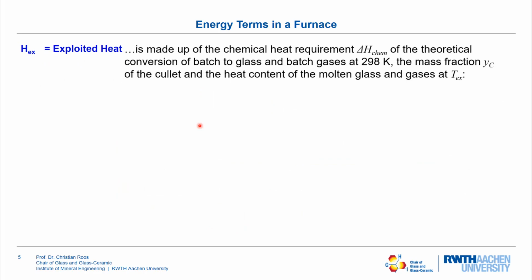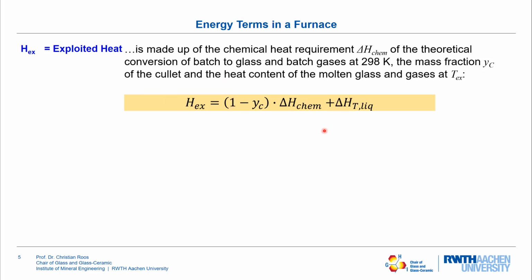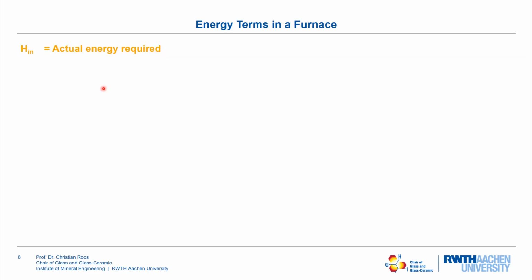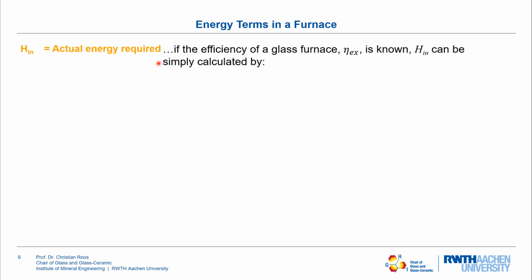Now, the exploited heat is made up of the chemical heat requirement and of the sensible heat of the molten glass. The calculation of the exploited heat, as mentioned, is explained in another video. The principal equation is the chemical reaction enthalpy plus the sensible heat equals the exploited heat. The actual energy required to melt the glass, which is Hin, is dependent on the efficiency eta x of the furnace and can be simply calculated by taking the exploited heat divided by the efficiency of the furnace.